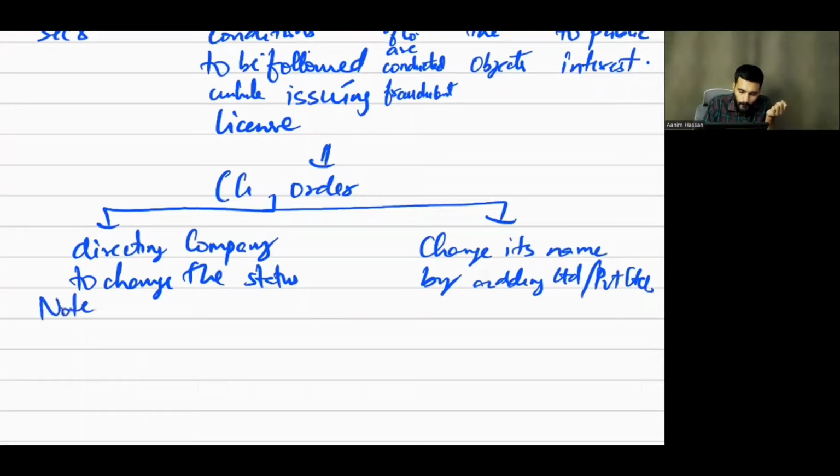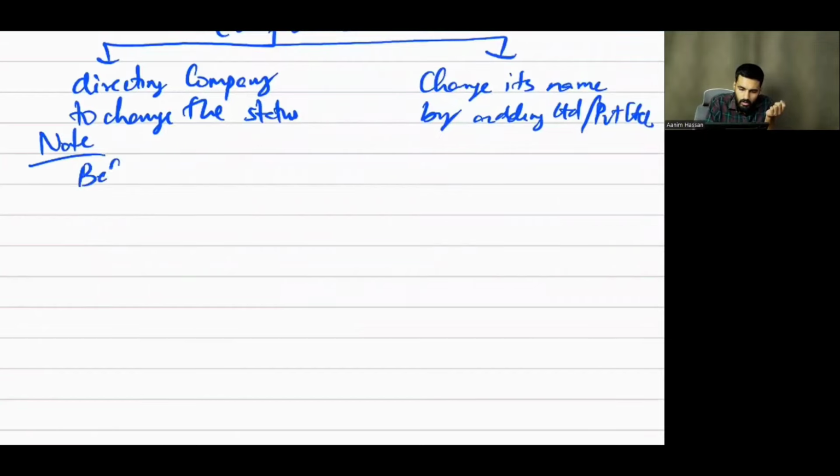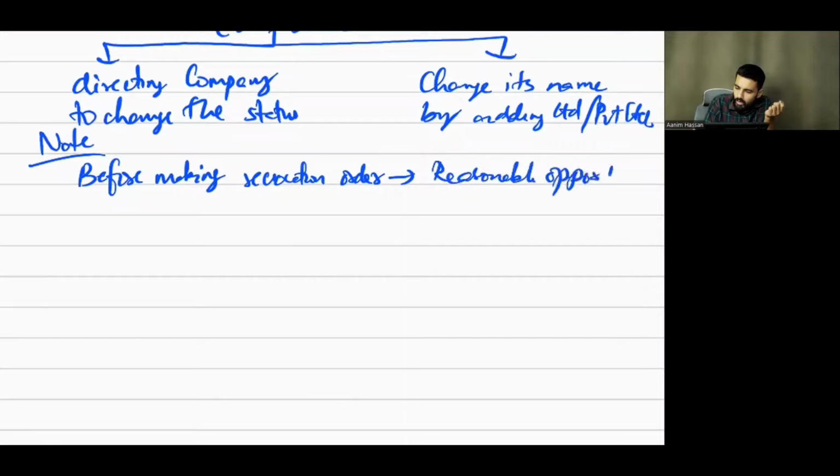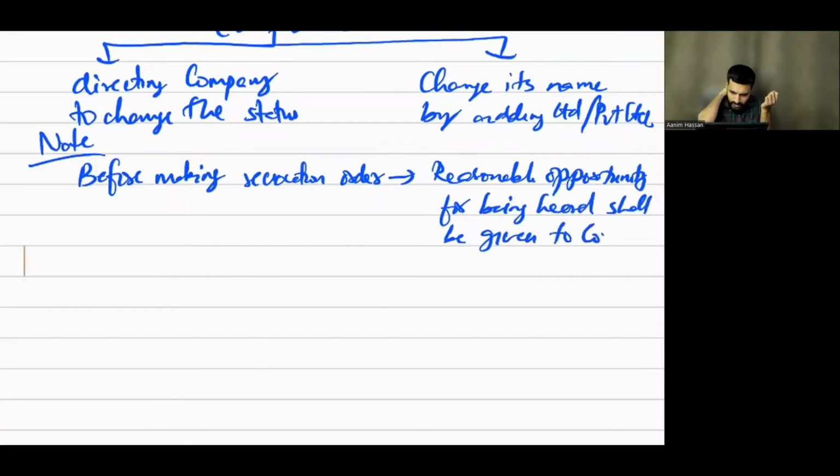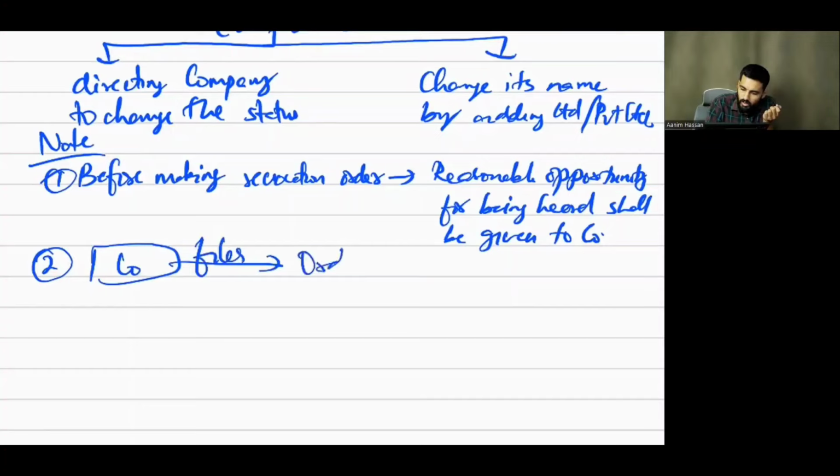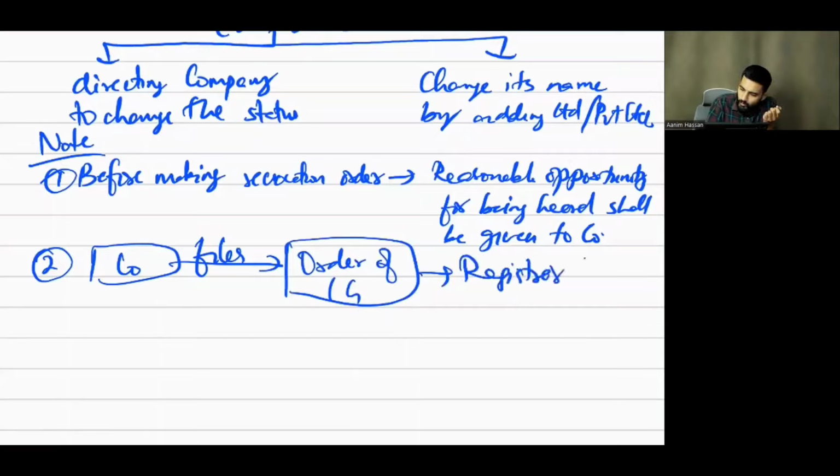Note: before making the revocation order, a reasonable opportunity of being heard shall be given to the company. And this is the first note. Second note: the company files the order of CG to the registrar for registration.